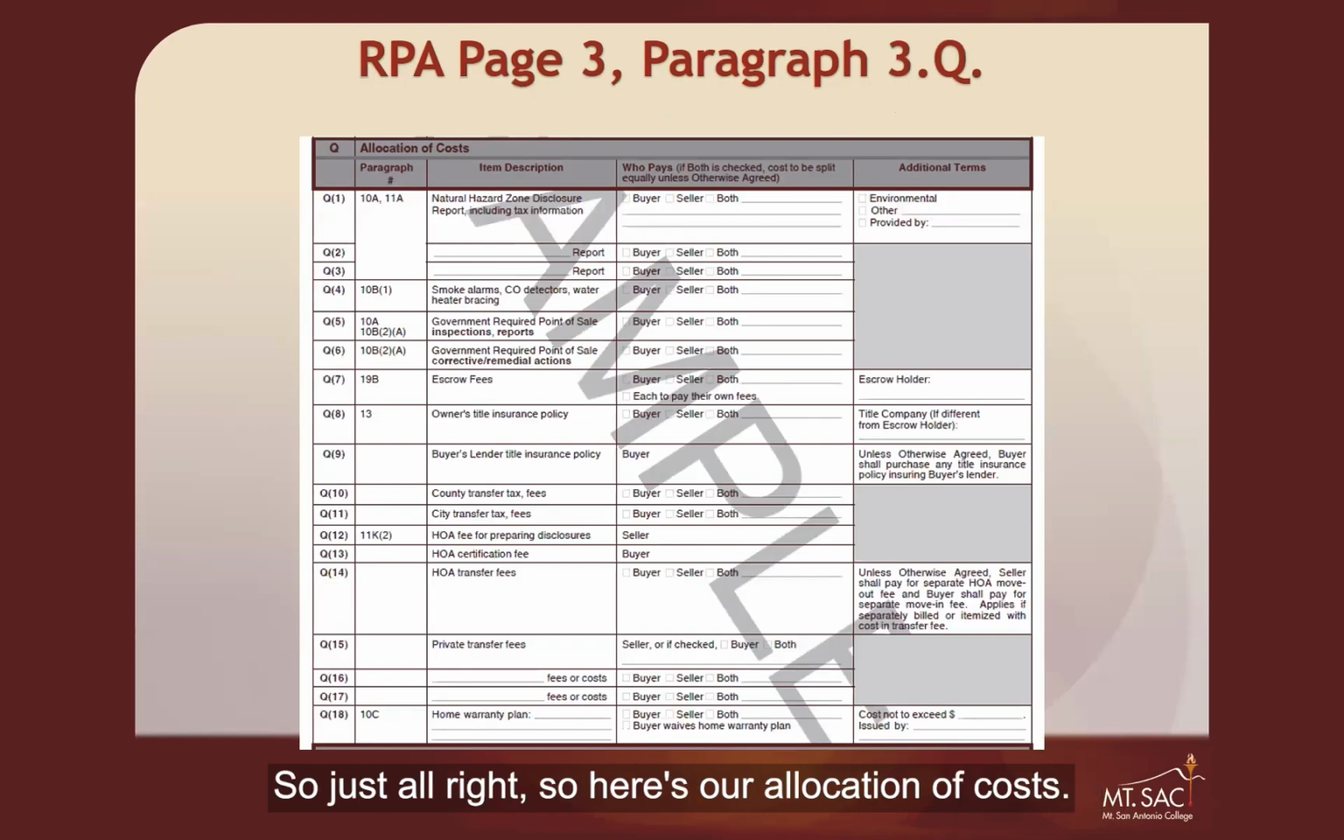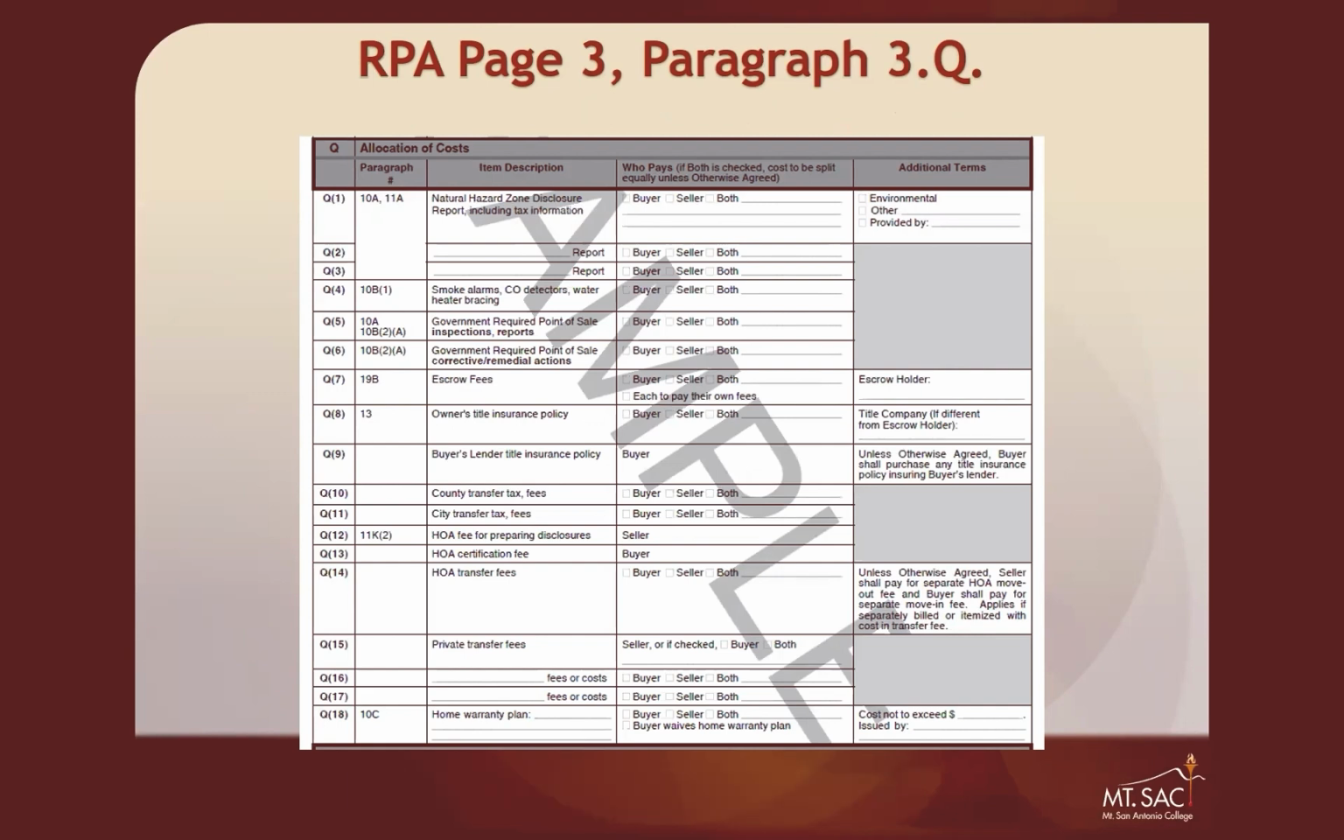All right, so here's our allocation of costs. So there's how we can address inspection fees, reports, and that sort of thing. So our first item there, Q1, NHD, who's going to pay for it? And any specificity of these items. Now, where it says who pays, it can be buyer, seller, or both. And in the gray section there, it says if it's both, it's going to be split equally. So that's how we're going to do it.